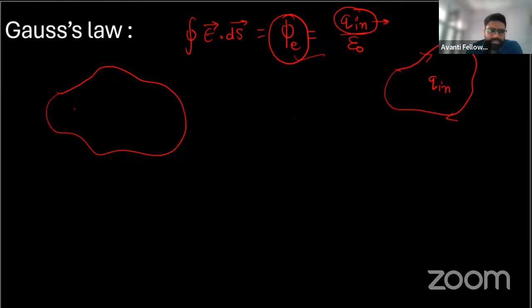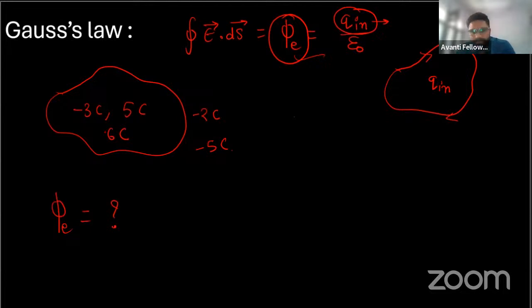Suppose this is a closed surface, and inside of it we have 3 coulomb, 5 coulomb, and 6 coulomb. And outside of it, we have -2 coulomb, -5 coulomb. Now, what is the flux through this surface? Tell me in the chat box. What is the flux through this surface? Or specifically tell me what is the Q enclosed that you will take to calculate the flux. What is the value of flux? बताइए.